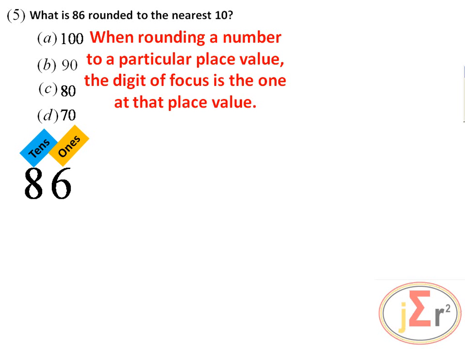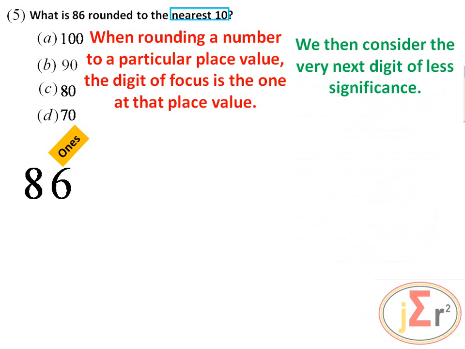When rounding a number to a particular place value, the digit of focus is the one at that place value. We are rounding to the nearest 10, so we are at the tens place value. That is the digit of focus. We then consider the very next digit, which is the one of less significance.